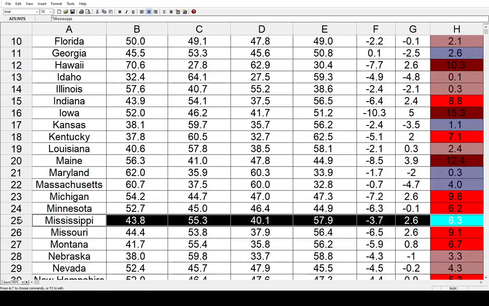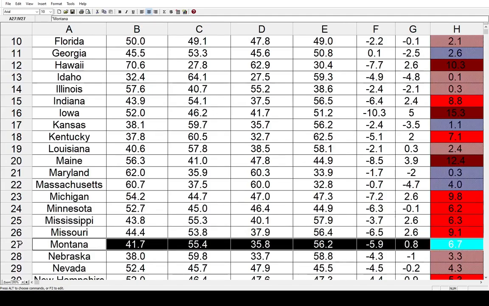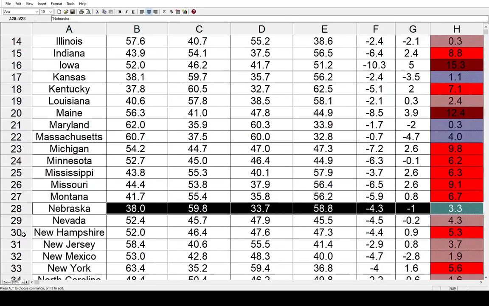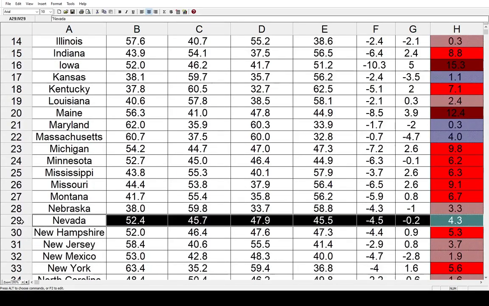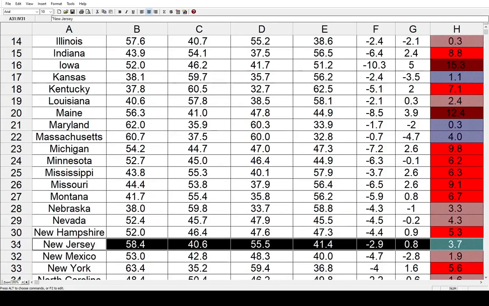Mississippi, same direction by 6.3%. Missouri, 9.1% in the same direction, as well as Montana by 6.7%. Nebraska, a little bit smaller shift, 3.3% toward the GOP. In Nevada, that went 4.3% toward the right. New Hampshire got 5.3% redder. New Jersey as well by 3.7%.